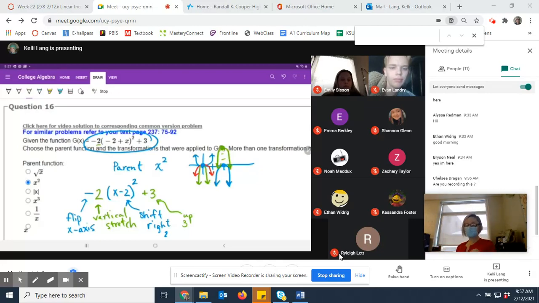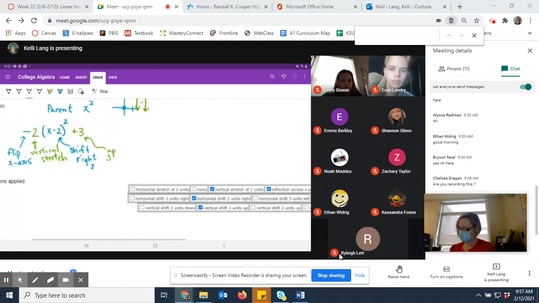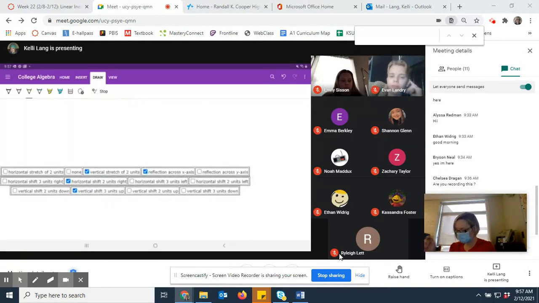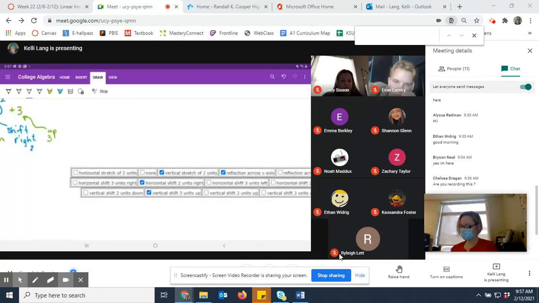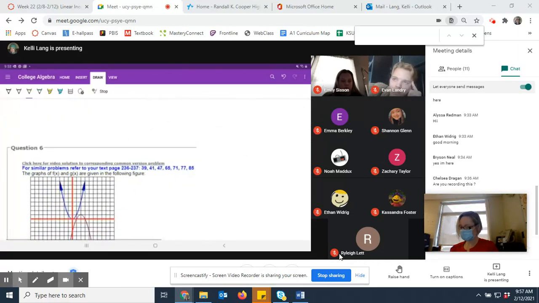So the steps of all our transformations eventually end you up with a graph that looks something like this one. On this particular question, they wanted you to identify the parent function and then just click or select all of the different shifts that occur. So I just listed them over here. You would just find them on this list, and that would be the answer to that question.